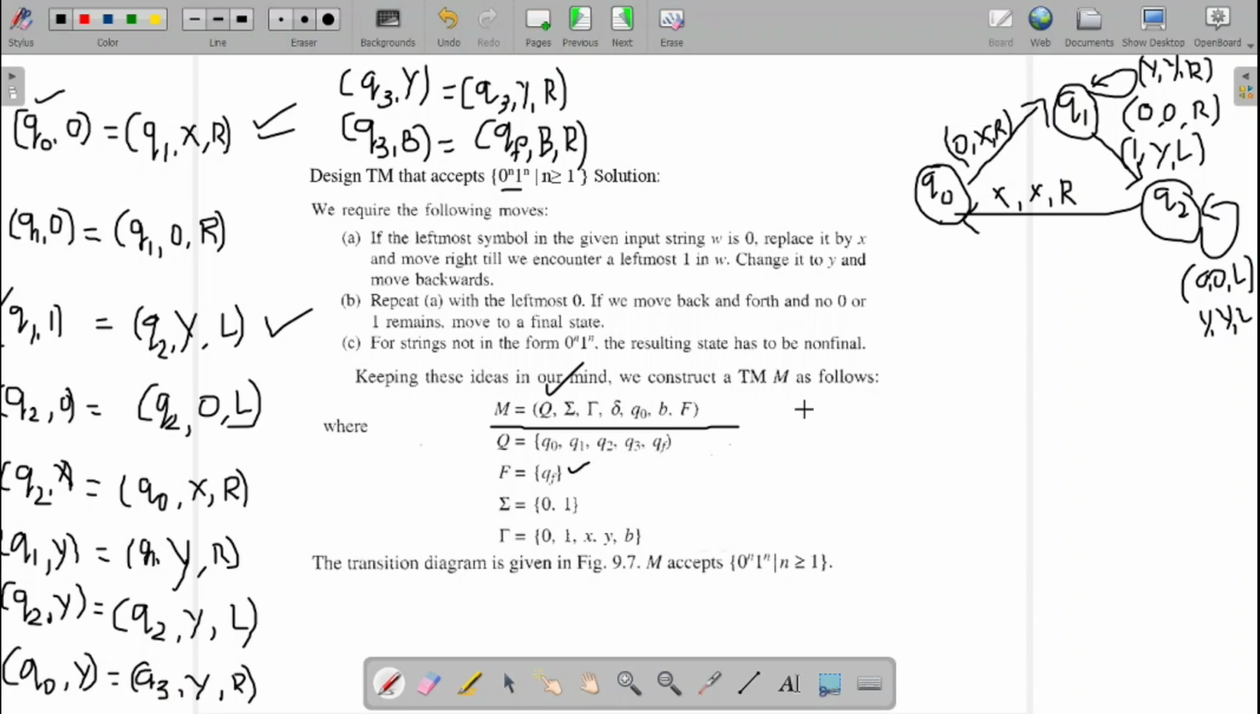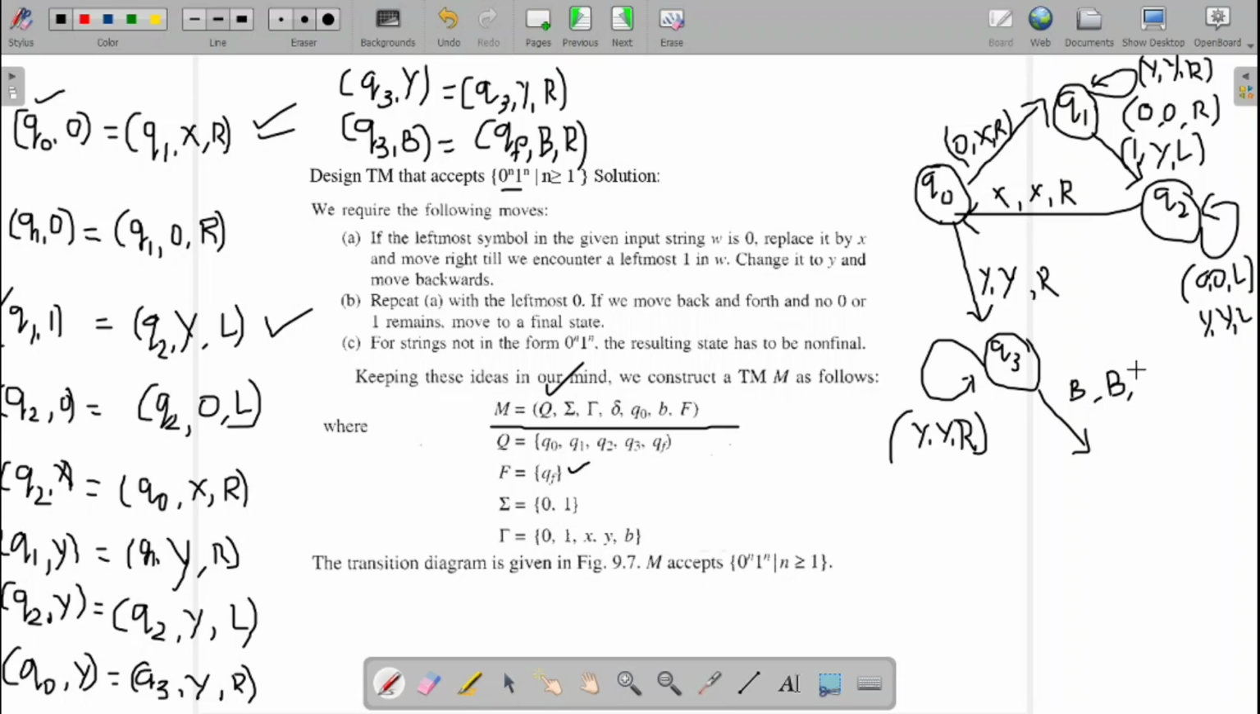Then next, Q0 on Y. This is the end case. Q0 on Y, I will change the state to Q3, Y as it is, and I will have the right movement. Then Q3 on Y: Y as it is, with the right movement. Then next, at the blank space, once I get the blank, I will return the blank and have the right movement, but change the state to QF, which is my final state, so the double circle will be done. So this is my start.